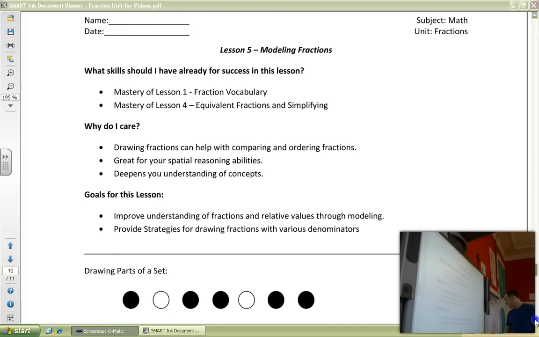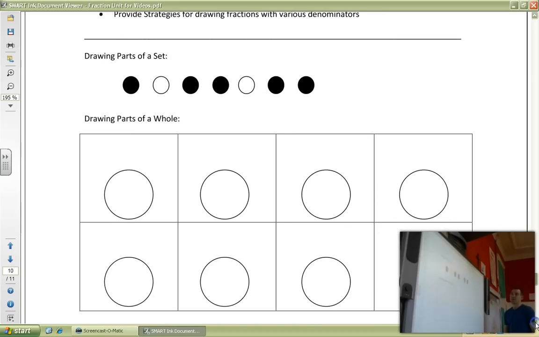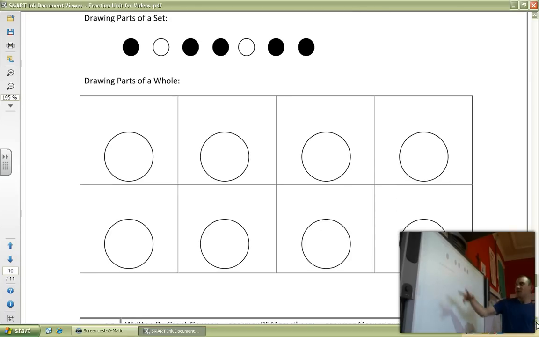One of the easiest things to do is to draw parts of a set. So you might get a picture like this, or it'll be a picture of apples and oranges instead of black circles and white circles. But it'll say, what is the fraction of black circles, or what fraction of circles are black? So for that, it's just really easy.